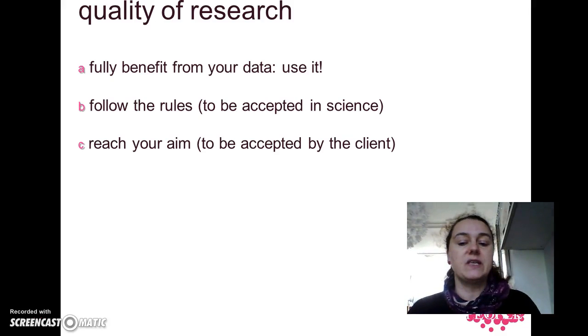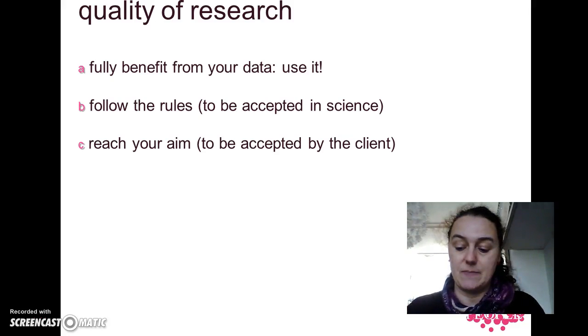And then also to research your aim. You have a client, you want to convince that client, or you want to make that client happy with your results, then the quality of your research, or the way that you present your conclusions, will be different in relation to how your client accepts it.